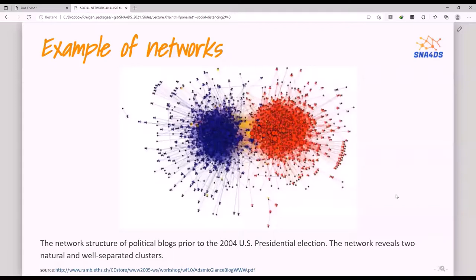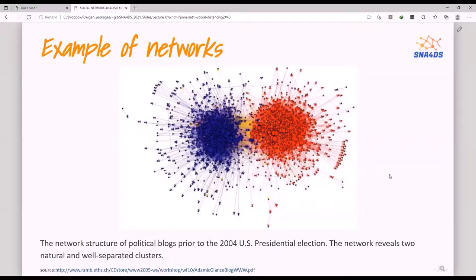This is an interesting example and also very well known. This is Lada Adamic's research, and she looked at blogs on the internet. This was prior to the 2004 presidential elections. She looked at what the political color of each particular blog is: is it more left wing or more right wing, Republicans or Democrats, and what other blogs do they refer to? So if you have links between blogs, do they refer to other blogs that have the same color or not?